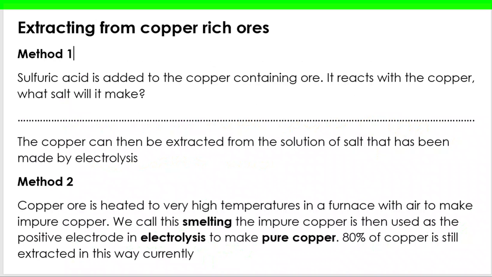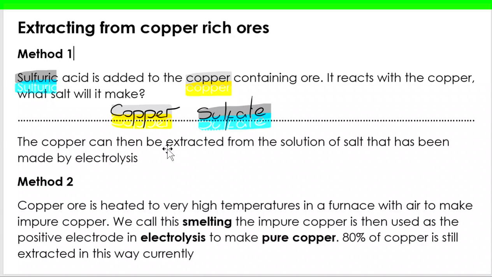Couple more questions here and a bit of information. So in copper-rich ores, we have two choices. One, sulfuric acid is added, we react it, and it will make a salt. What salt will it make? Well, sulfuric acid makes sulfates, and copper would make a copper salt, so it's copper sulfate.